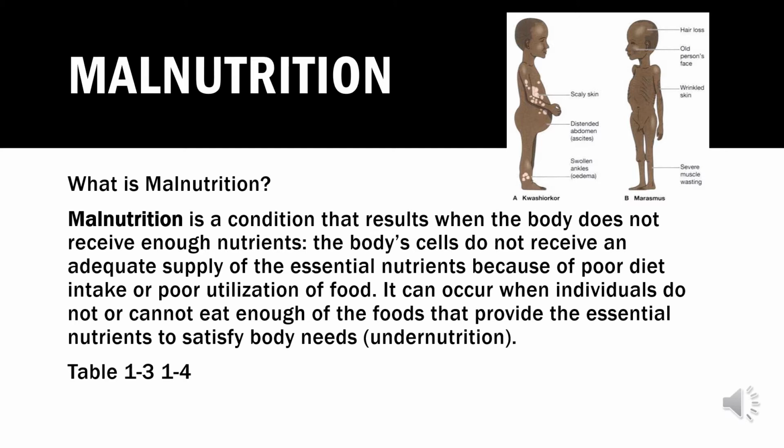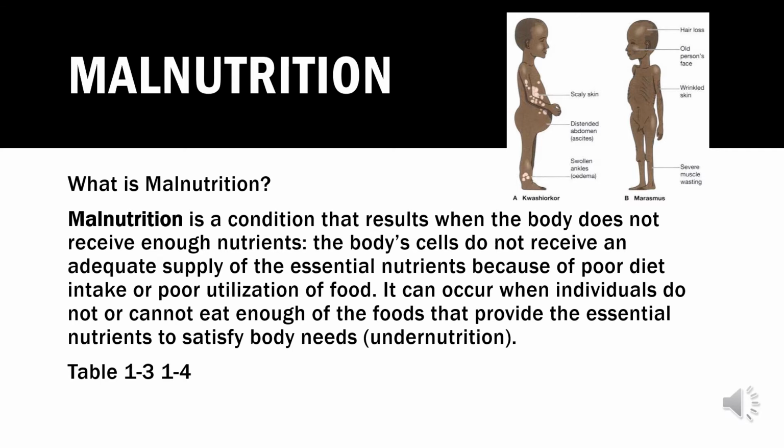Malnutrition is a condition that results when our body doesn't have enough nutrients. Those cells in our body don't get a good supply of the nutrients that we need. And that can be because of different things. Either I have a poor diet, I'm not taking in enough food, or something's wrong with my body and I don't process the food correctly. It also occurs when people do not or cannot eat enough food that provides essential nutrients.